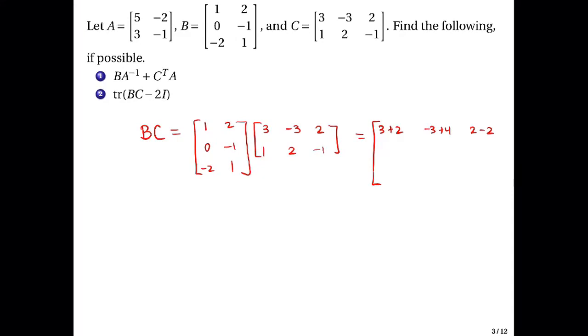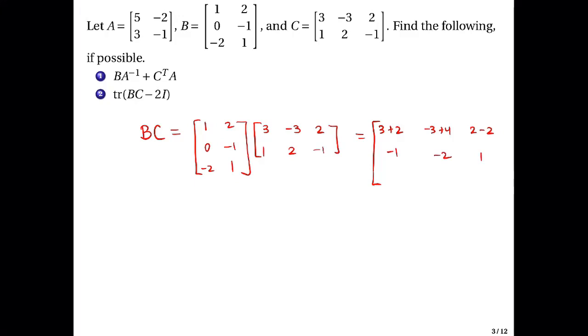And then we will have 0 times these first entries here. They will just be 0. So 0 times 3, that's 0. Plus negative 1 times 1, we will have negative 1 in here. And then 0 times negative 3, that's again 0. So here negative 1 times 2, that's negative 2. And you expect this one to be positive 1.